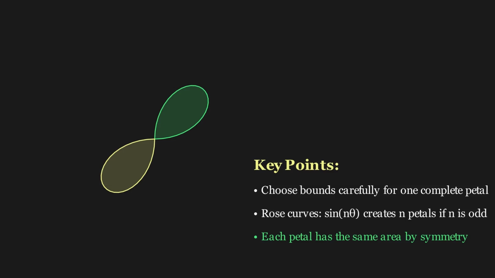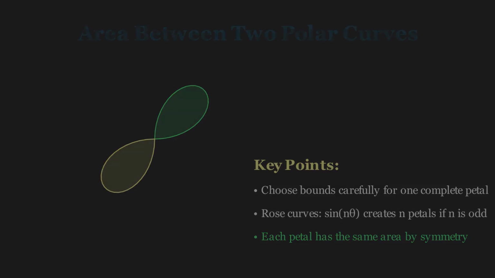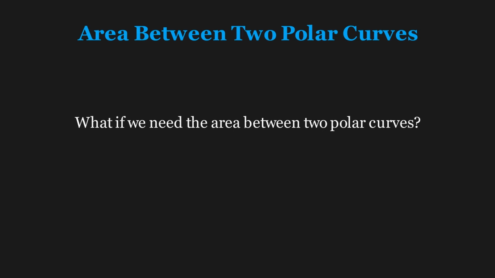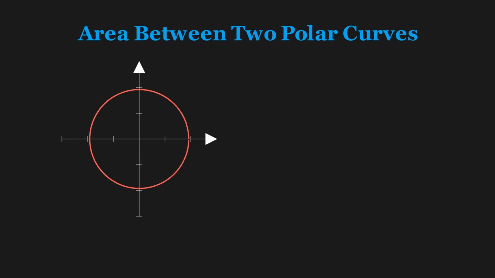We have now seen how to find areas inside single curves, but what if we need to find the area between 2 different polar curves? Here we have 2 polar curves, an outer curve with the equation r equals r outer of theta and an inner curve with the equation r equals r inner of theta. The shaded region is the area we want to find.